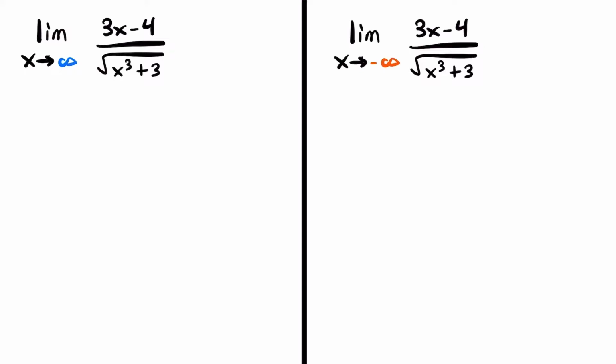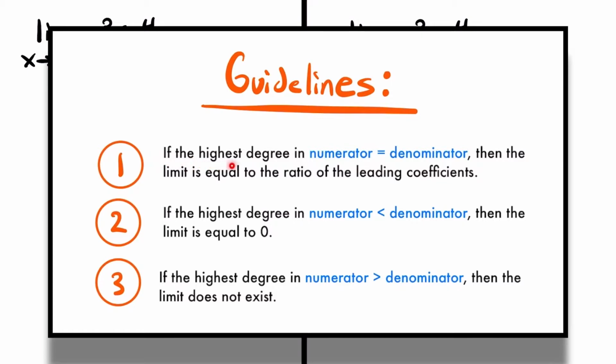And so in general, when we want to evaluate a limit at infinity of a rational function like we have here, we have three basic guidelines that we can follow. The first guideline is that if the highest degree in the numerator is equal to the highest degree in the denominator, then the limit is equal to the ratio of the leading coefficients. The second guideline is if the highest degree in the numerator is less than the highest degree in the denominator, then the limit is equal to 0. And then thirdly, if the highest degree in the numerator is greater than the highest degree in the denominator, then the limit does not exist.